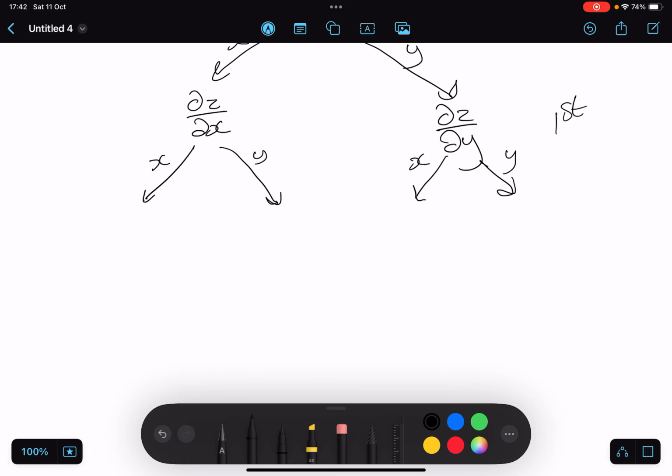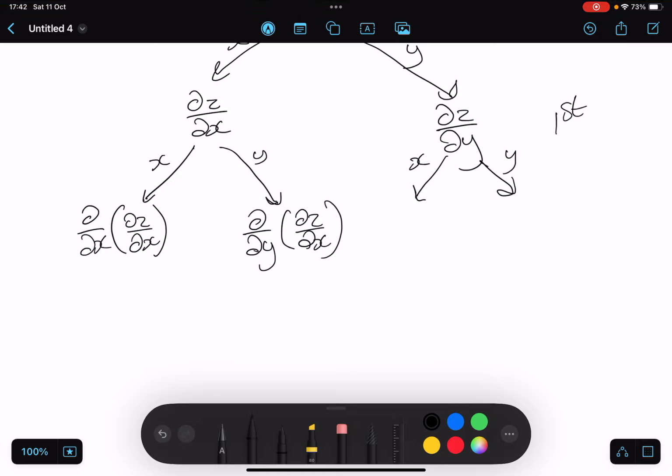So let's start with this one. So d dx of dz dx, and then we're differentiating again d dy of dz dx. So what did I just do? We had dz dx, isn't it? I differentiated it with respect to x, and then I differentiated this with respect to y, isn't it?